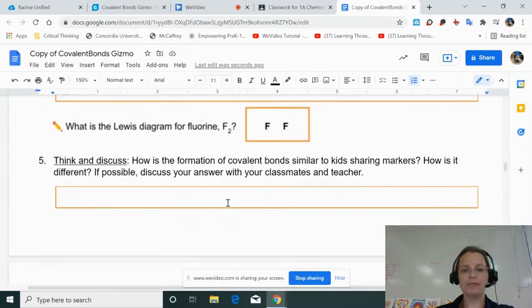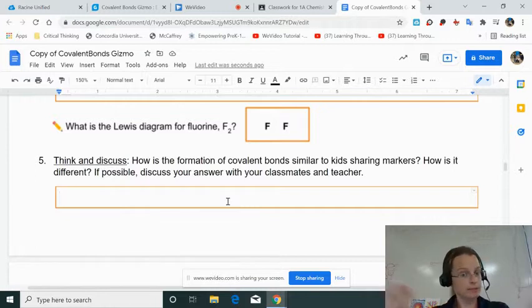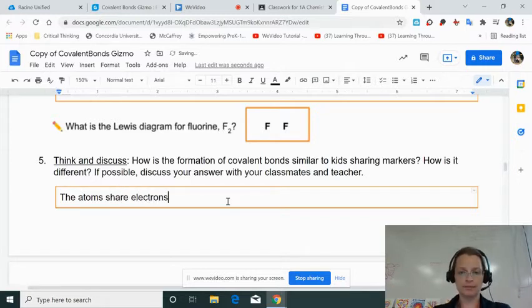Okay. How is the formation of a covalent bond similar to kids sharing markers? Well, it's all about sharing. The atoms share electrons. How is it different? Okay, so picture two kids sharing markers and the bell rings. They probably gather up their own markers and go their separate ways. With two atoms sharing electrons, the bond between them is hard to break. That's the difference.